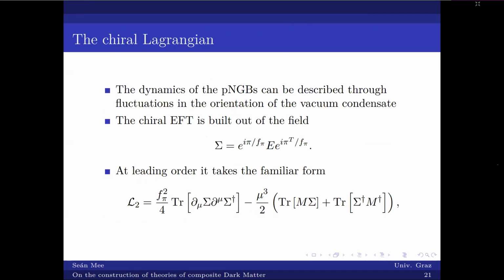So we describe the dynamics of our PNGBs through fluctuations in the orientation of the vacuum condensate. We apply transformations on the vacuum of the coset SU4 over SP4, which gives us this field here. And we build our chiral Lagrangian out of this chiral field. Okay.